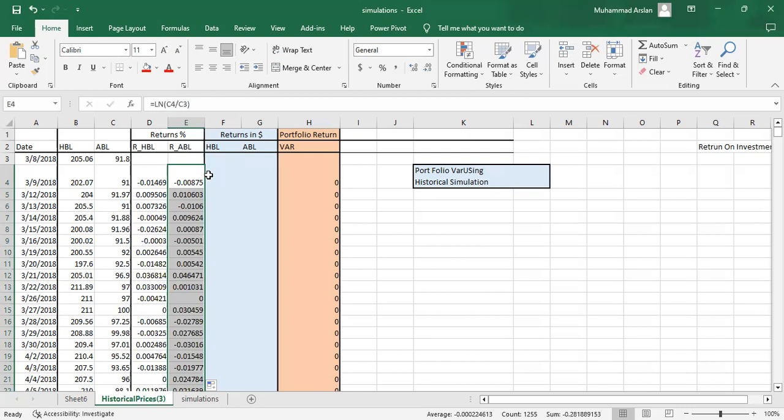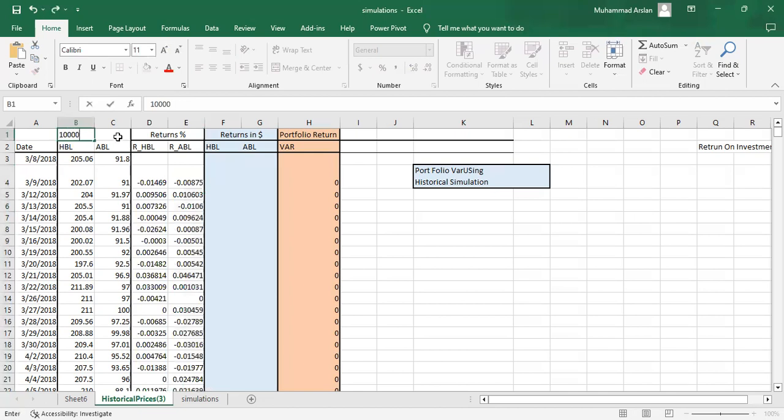whereas the ABL suffered 0.08% of loss. So let's assume you have a portfolio and you have invested around 10,000. Let's assume we say 10,000 rupees investment in HBL and 10,000 in ABL. So to get the return in rupee terms, we simply multiply the amount you have invested in HBL by the return you get on the specific date. So here is the return: a negative return, you have made a minus 146 rupee loss on HBL on 3/9/2018.